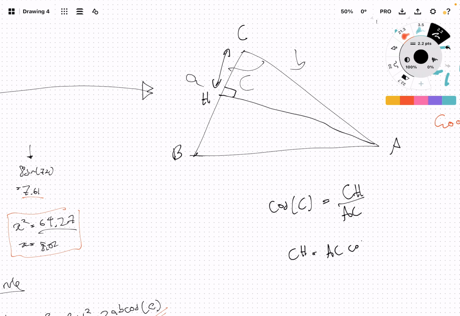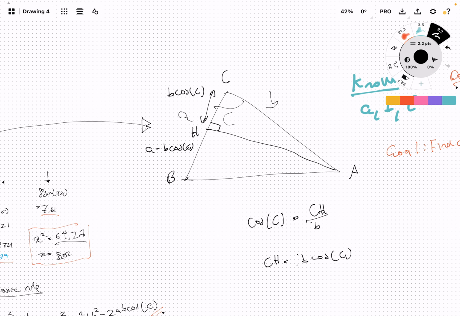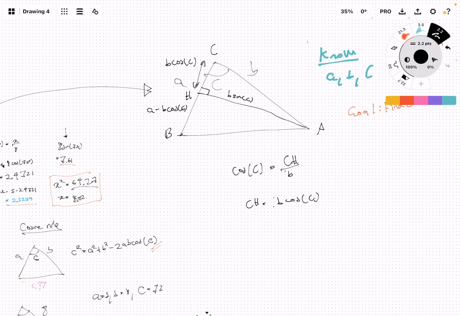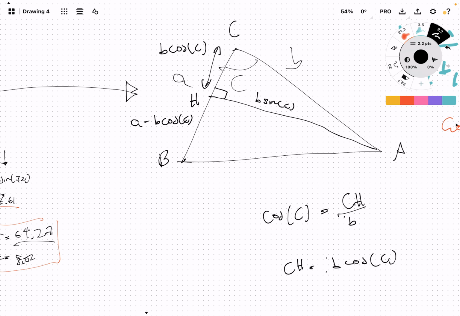CH is AC cos C, but AC is just B, sorry, not A, B. CH is B cos C. This is B cos C. That would mean this one is A minus B cos C, because they should add up to A. And then you can find this one as B sine C, not by Pythag, you find this by Trig. This is the reason why we get these values.